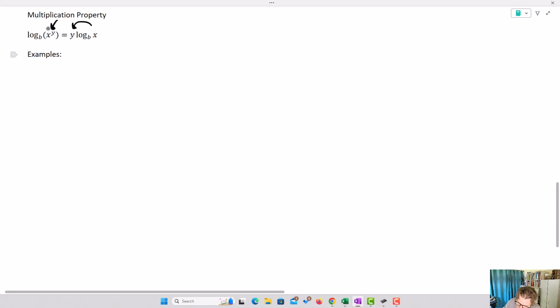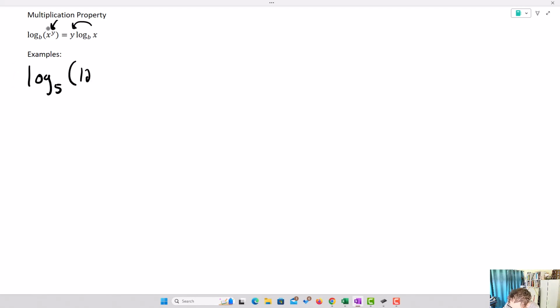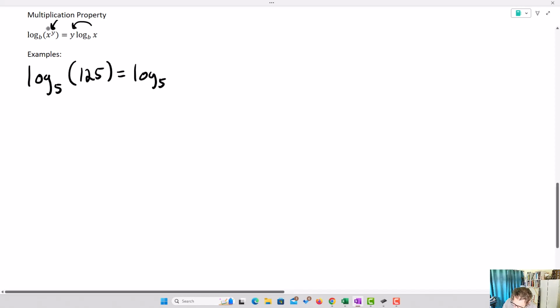So for example, I've got log base 5 of 125. We're going to see this actually quite a lot, and this is one of the great ways to simplify these things. You're going to notice that this is actually log base 5 of 5 cubed, since 5 cubed equals 125. We'll use our multiplication property to make this now 3 log base 5 of 5.